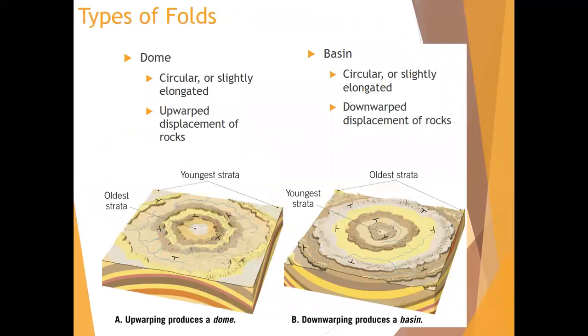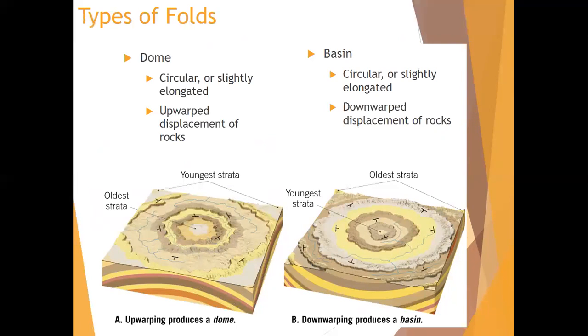And then there are a few other types of folds. We have domes and basins. Both of these are circular or slightly elongated. They differ in how they displace the rocks. Domes are an upward displacement, so this is going to form a hill. Basins are a downward displacement, or a hole, kind of a pond or a lake in the ground.